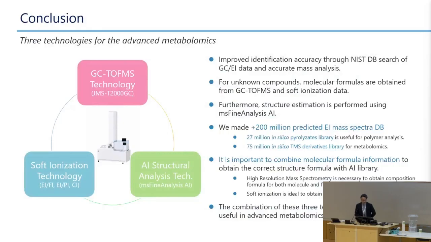This is my conclusion. Again, we made over 200 million predicted EI mass spectra in our software, and 75 million compounds for the TMS database for metabolomics. So I think it is very useful. And again, it is very important to combine molecular formula information from the integrated analysis with the AI library search. This combination of technologies is expected to be useful in advanced metabolomics, and we can also use this technology for other GC-MS qualitative analysis.